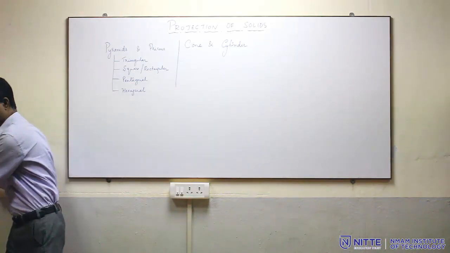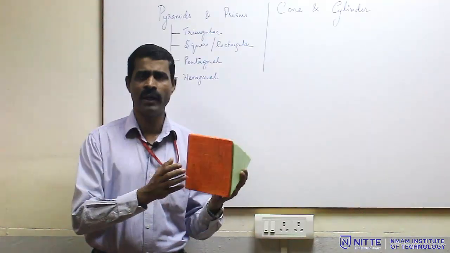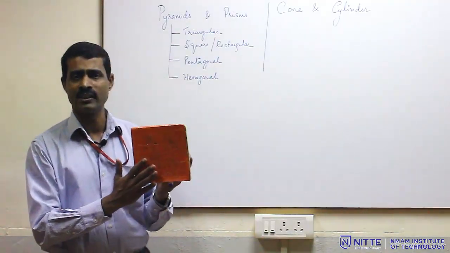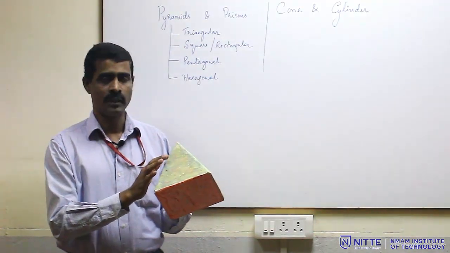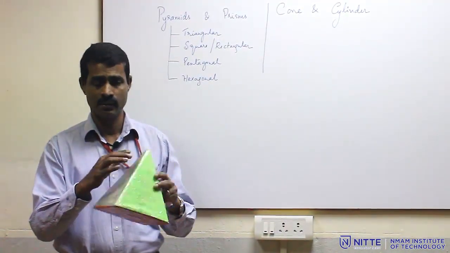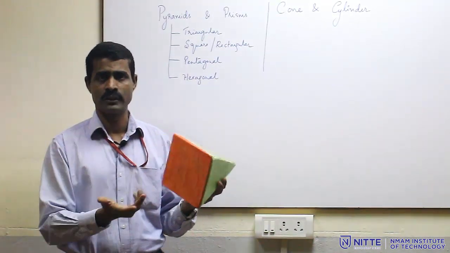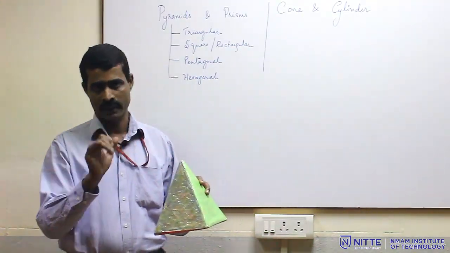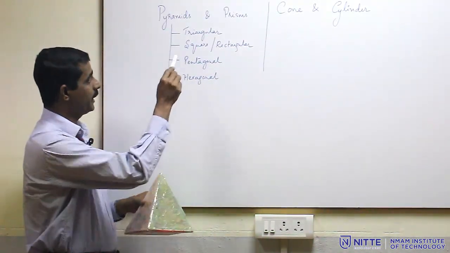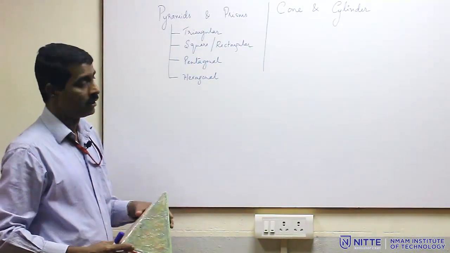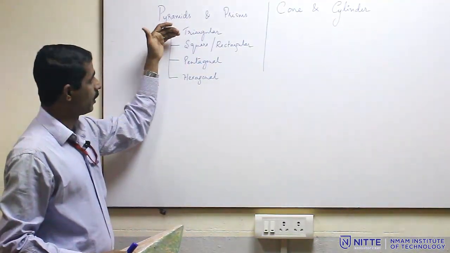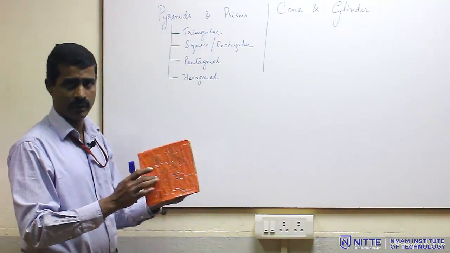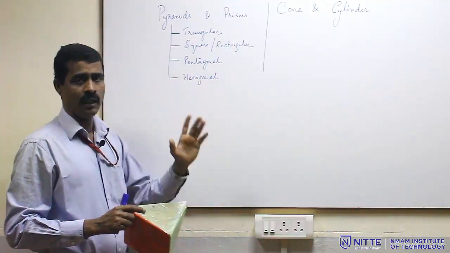Similarly, suppose we have a square pyramid, the base is a square, then it has again 4 slant edges, 4 base edges of course because it is a square, and an apex. So, we can classify this way. A pyramid could be triangular, square or rectangular, pentagonal and hexagonal.